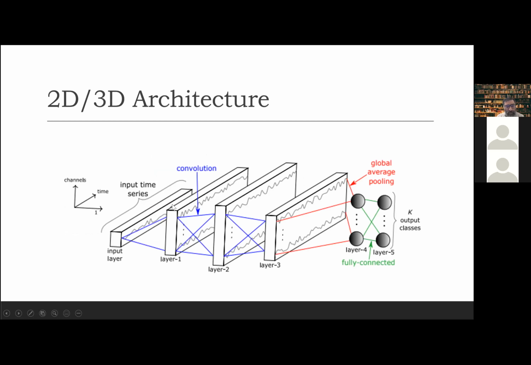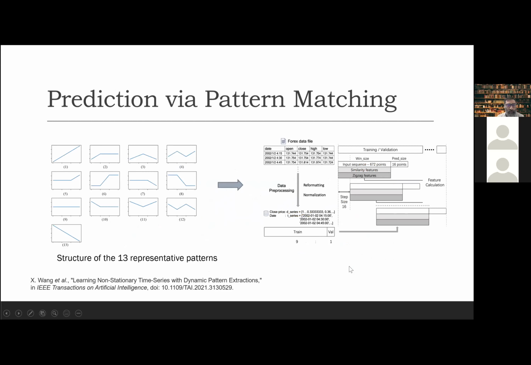Similarly, you can create 3D arrays, and using this 3D data you can predict what's going to happen next. Then you can employ all the machine learning and deep learning algorithms, mix and match different algorithms, and do your prediction. I'll just quickly show you a couple of examples from our paper.